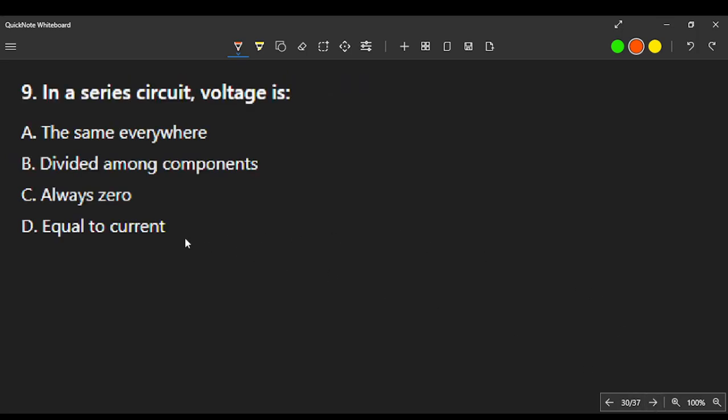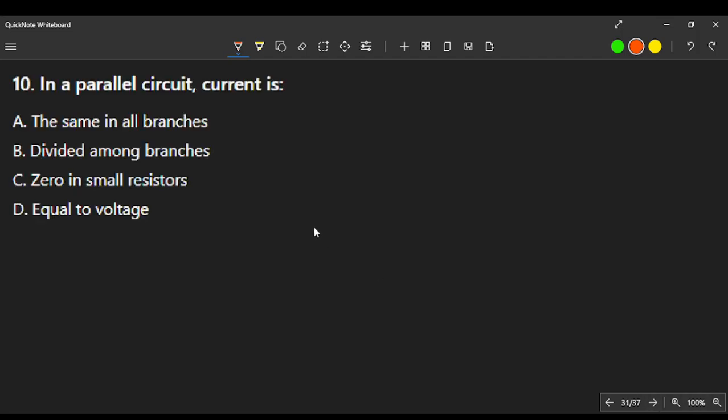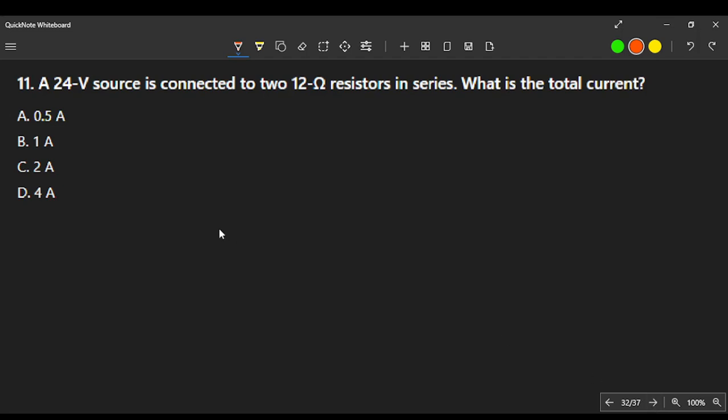Okay, in a series circuit, voltage is, so the same everywhere, divided among components, always 0, equal to current. So the voltage is divided among the components. In a parallel circuit, the current is divided among the branches, letter B.